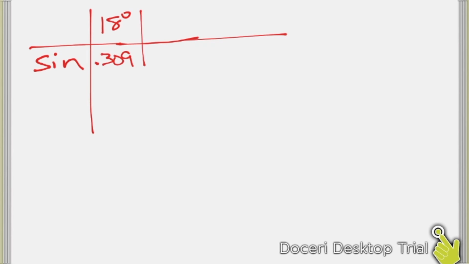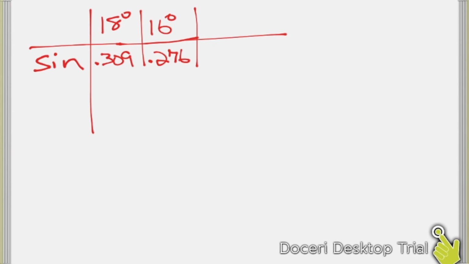Then if you do the sine of 16 degrees, it gives you that value. It says it's 0.276. And then you have to fill in the rest. So basically, you just have to type in sine of 14 degrees, 12 degrees, 10 degrees, 8 degrees, and go all the way to 2.